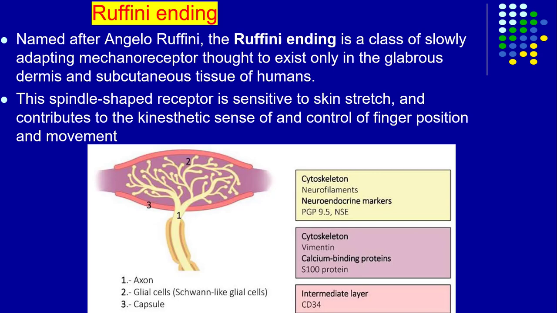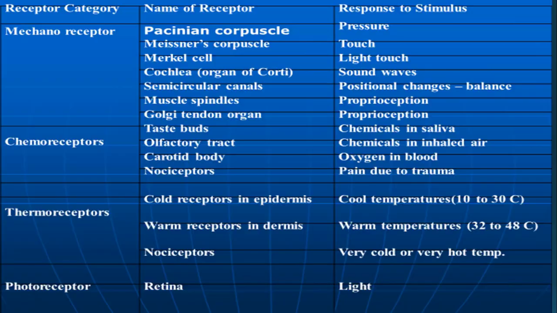Ruffini ending, named after Angelo Ruffini. The Ruffini ending is a class of slowly adapting mechanoreceptors thought to exist only in the glabrous dermis and subcutaneous tissue of humans. This spindle-shaped receptor is sensitive to skin stretch and contributes to the kinesthetic sense of and control of finger position and movement, and it responds to stretching of the skin.